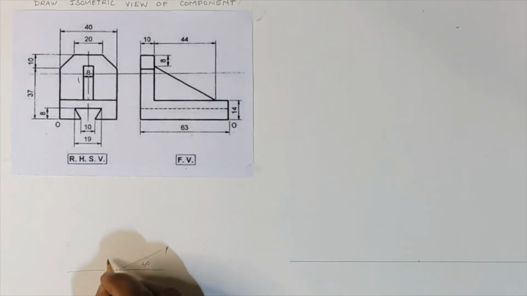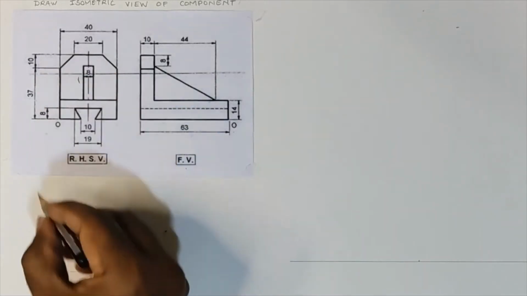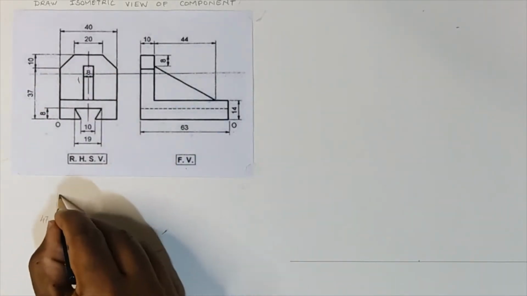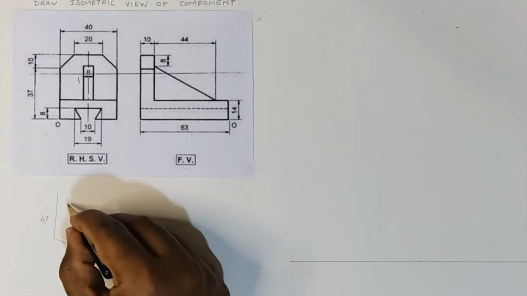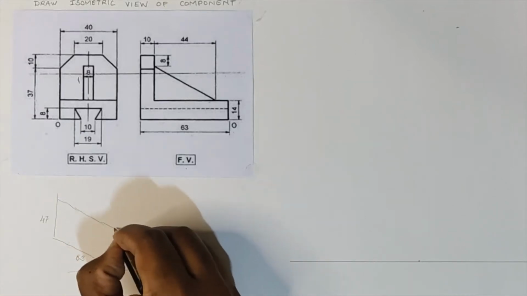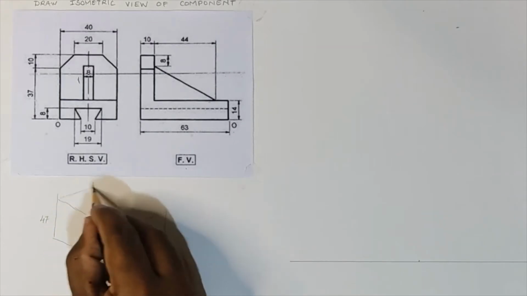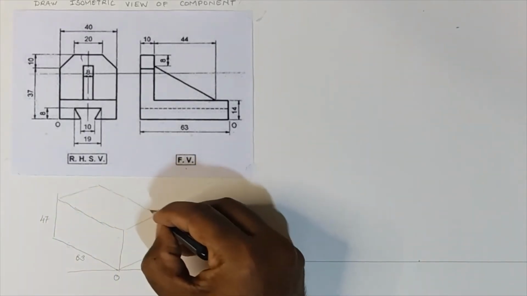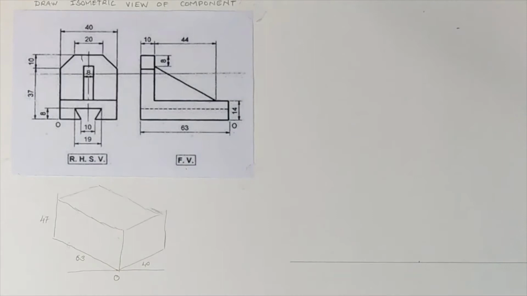Now I draw the other line along the other axis line. I take a length of 63 and vertical I take a height of 47. Now these are the maximum dimensions, and through these maximum dimensions I'll be drawing lines to find a cuboid shape that would enclose the entire component. So I sketch a cuboid and this encloses the entire component.